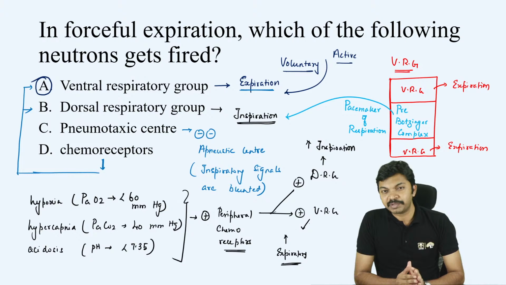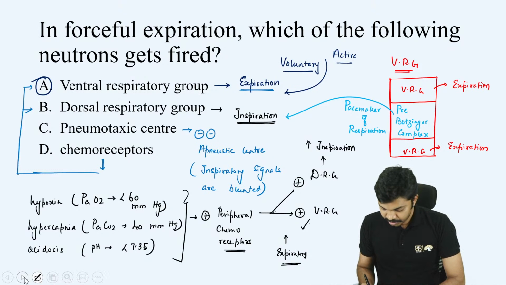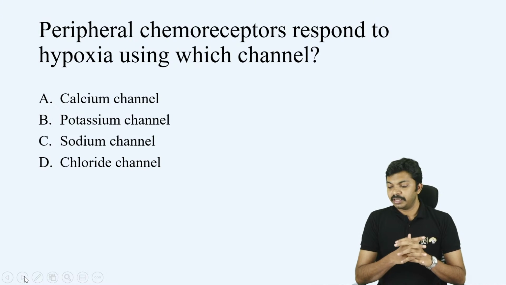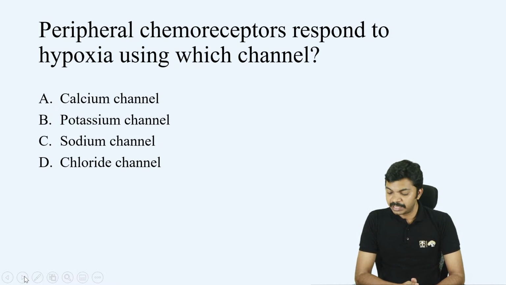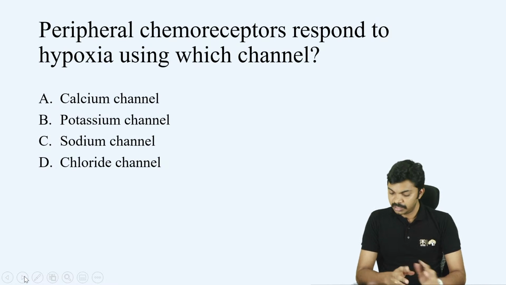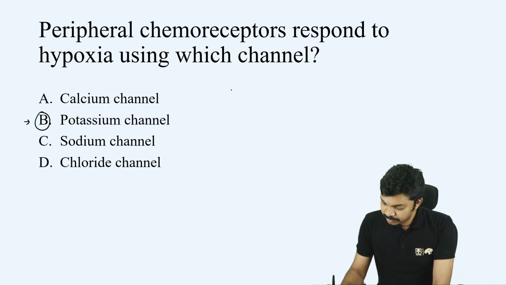and not by chemoreceptors straight away, which is why between the ventral respiratory group and chemoreceptors, the best answer is the ventral respiratory group, people. Fine. The next question. Peripheral chemoreceptors respond to hypoxia using which channel? Calcium, potassium, sodium, chloride. The right answer is B, potassium channel, people.